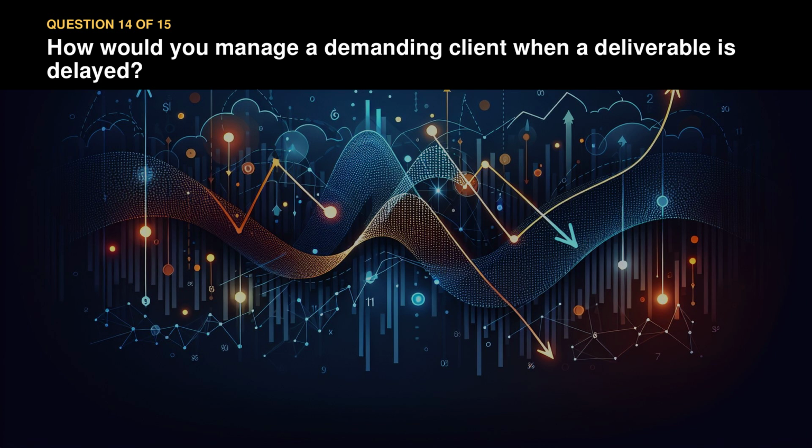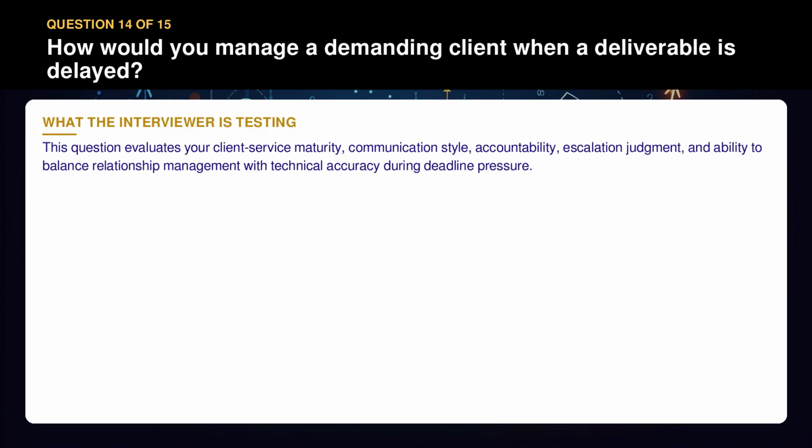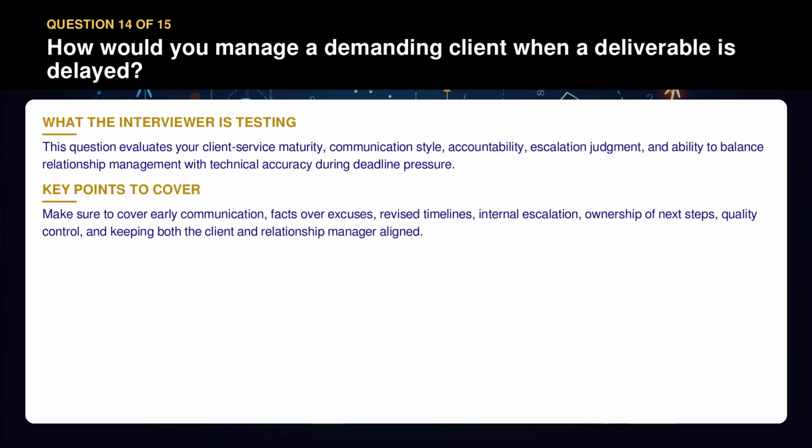Question 14. How would you manage a demanding client when a deliverable is delayed? This question evaluates your client service maturity, communication style, accountability, escalation judgment, and ability to balance relationship management with technical accuracy during deadline pressure. Make sure to cover early communication, facts over excuses, revised timelines, internal escalation, ownership of next steps, quality control, and keeping both the client and relationship manager aligned.